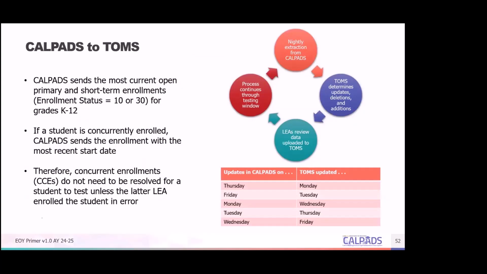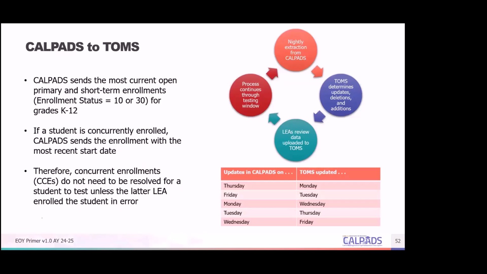Okay, CALPADS to TOMS. CALPADS sends TOMS the most current open primary and short-term enrollments with enrollment statuses of 10 or 30, for grades K through 12. So if a student is concurrently enrolled, CALPADS will send the enrollment with the most recent start date. So the most recent current open primary or short-term enrollment is sent from CALPADS to TOMS.